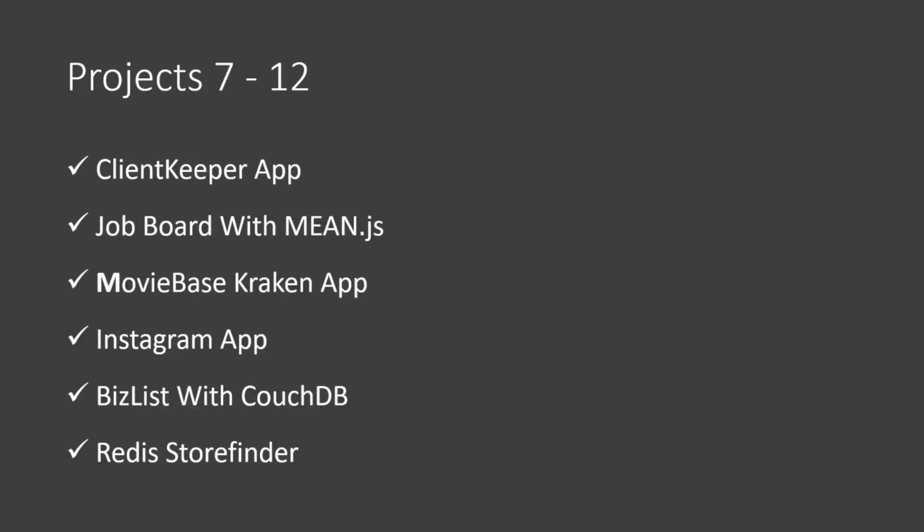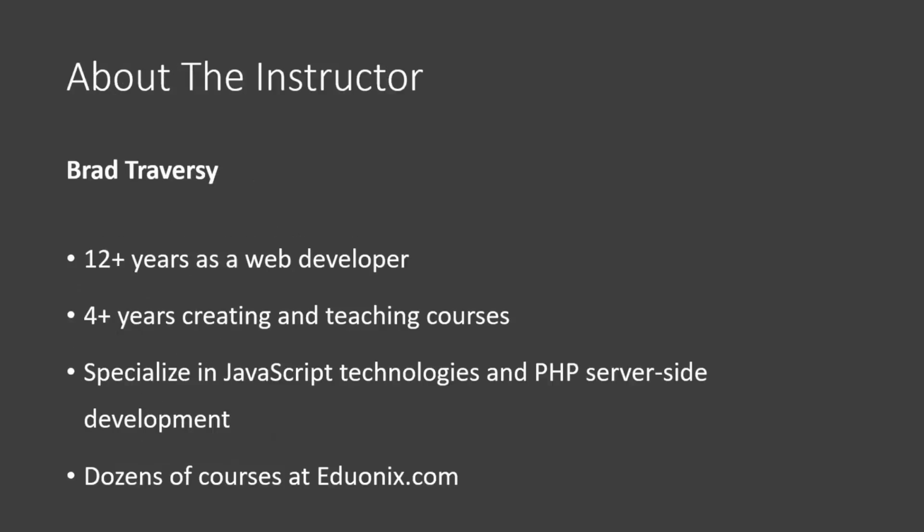Project 7 will be a ClientKeeper app. This will be a MEAN stack application from scratch. Then we'll build a job board with the Mean.js generator. MovieBase using Kraken, which is an extra layer added over Express to build better MVC type applications. We'll build an Instagram application, where we can work with the Instagram API, and then we'll build a biz list, a business listing application using CouchDB, and then finally we'll build a store finder using Redis and Google Geocode.